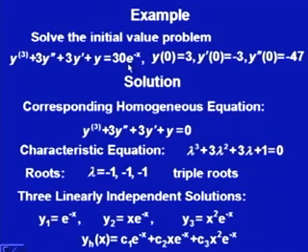If you remember, in our table, if it is a times e to the power gamma x, we should choose e to the power gamma x. That means, in the y_p we have to choose e to the power minus x, but we are finding out e to the power minus x is a solution corresponding to a triple root. So, let us see it.